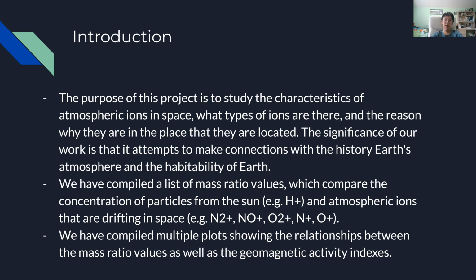We've collected several lists of data, including mass ratio values, which all compare the concentration of particles from the sun, such as H plus or hydrogen ions, and the atmospheric ions that were drifting in space, such as N2 plus, NO plus, O2 plus, N plus, and O plus. We have compiled multiple plots from Google Spreadsheet showing the relationships between the mass ratio values as well as the geomagnetic activity indexes, which will be further explained later in the slideshow.